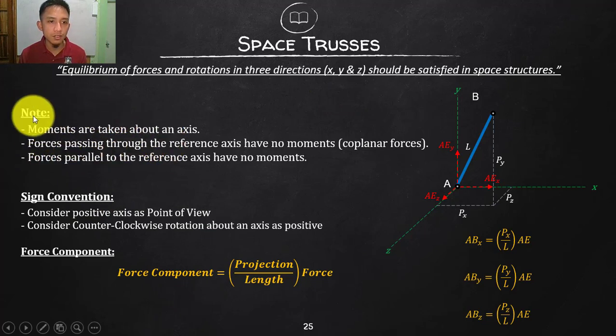So the notes: moments are taken about an axis, and there are no moments for a force passing through an axis, or that is coplanar, and no moments for forces parallel to the axis. At the same time, we need to follow the sign convention. This one is for the purpose of our discussion, for uniformity, but if you want to, you can still use other directions as your positive. So that is how to break down a force component.